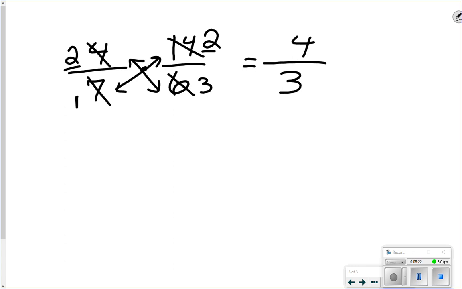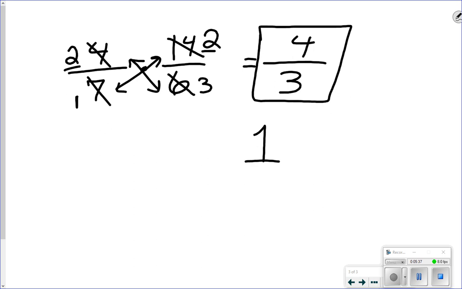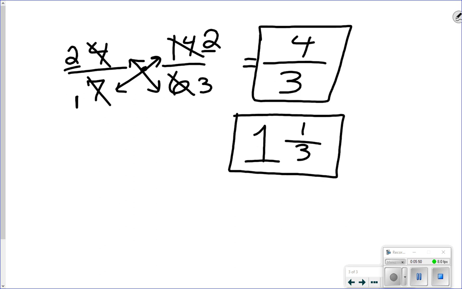Again, like before, normally you can leave this as your answer. Improper is okay as long as it's simplified. If you needed a mixed number, remember, you had to do this on a previous video. You do how many times 3 goes into 4. How many whole times does 3 go into 4? It goes in 1 whole time. And the leftover becomes your numerator. So the remainder when I divide 3 into 4 is 1. And your denominator, 3, is the same. So 1 and 1/3 is the same as 4/3. And that's how you cross-cancel to multiply fractions.